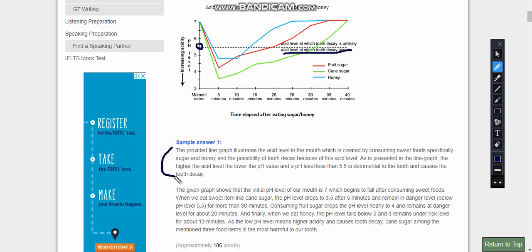So the writer used the first paragraph to give general information about the graph. And in the second paragraph, let's read it. The given paragraph shows that the initial pH level of our mouth is 7, which begins to fall after consuming sweet foods. When we eat sweet items like cane sugar, the pH level drops to 3.5 after 5 minutes and remains at danger level.